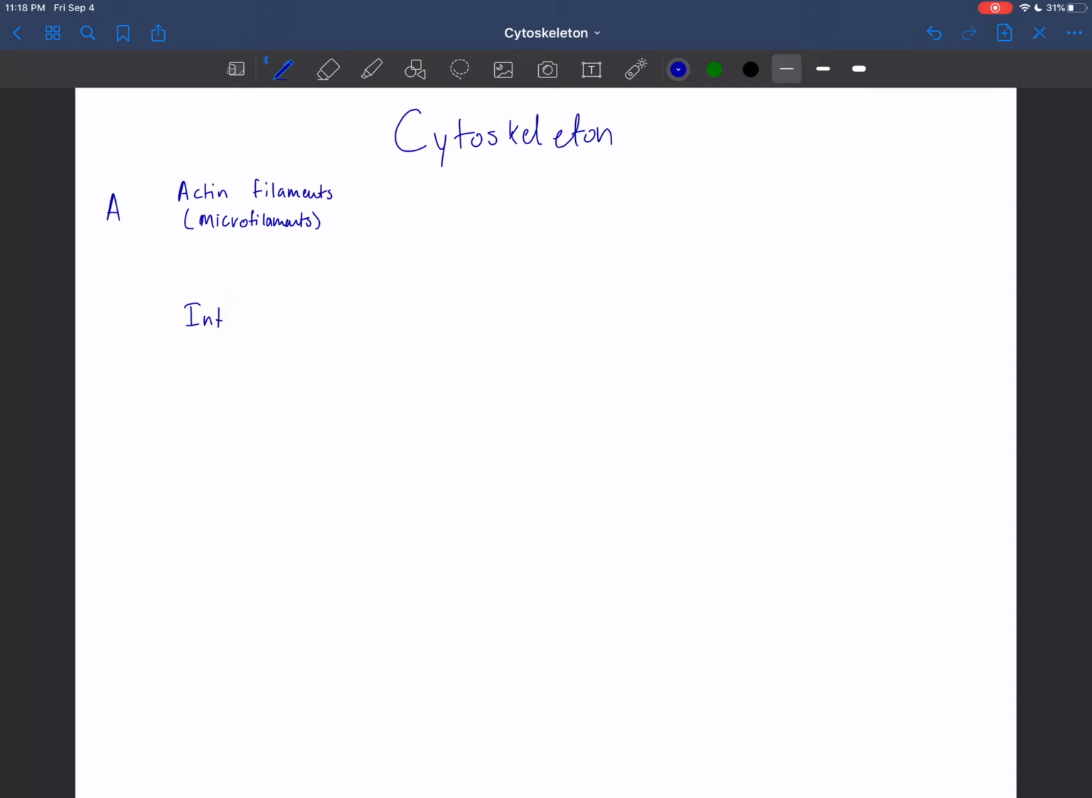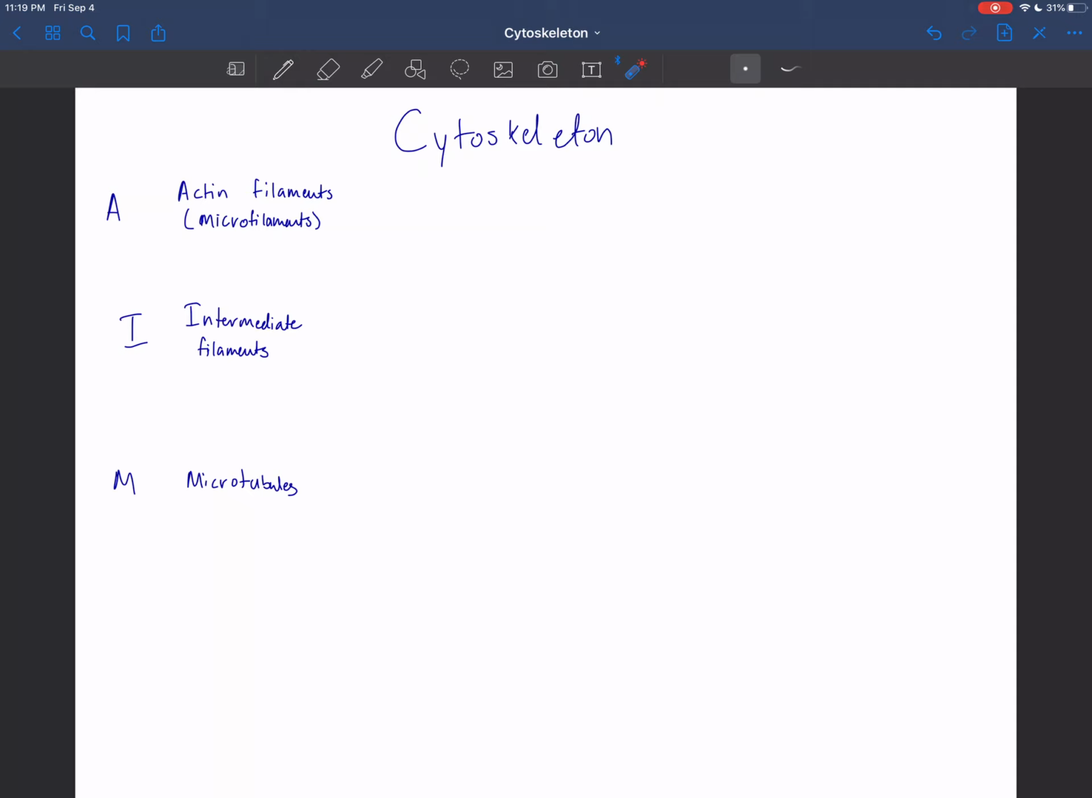The next one I want to talk about is intermediate filaments, and these are basically the medium size ones out of the three. The third one is microtubules, and these are the biggest ones. If you have trouble remembering, I use the mnemonic AIM, so that if I forget one of the three, it's small, medium, large in size relative to one another. It's not that bad to remember.